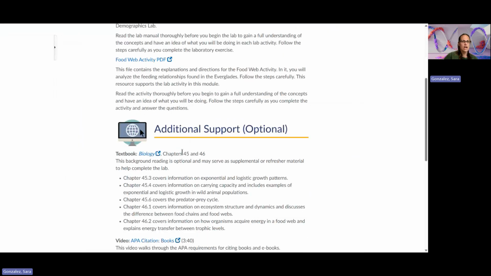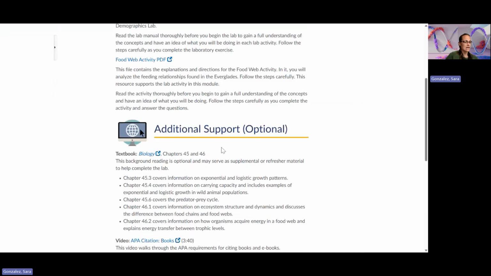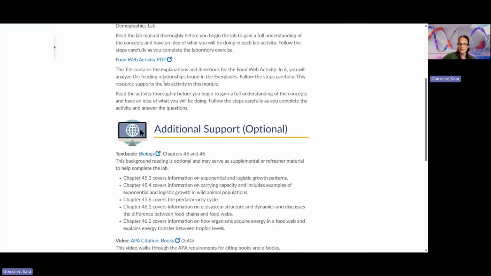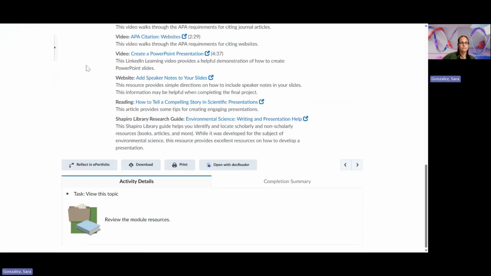The readings and resources: if you're taking the lecture portion, it follows along the textbook. Here are the chapters it goes along with, looking at carrying capacity, demographics, the food web activity, and the textbook chapters that you'll look at here.